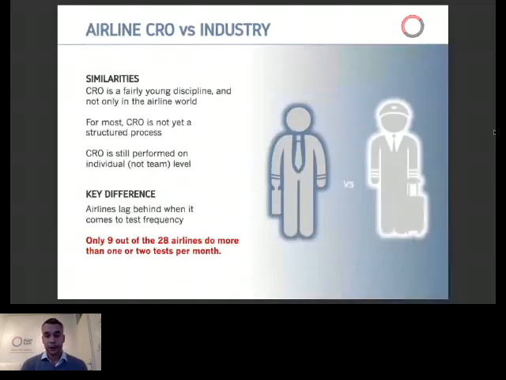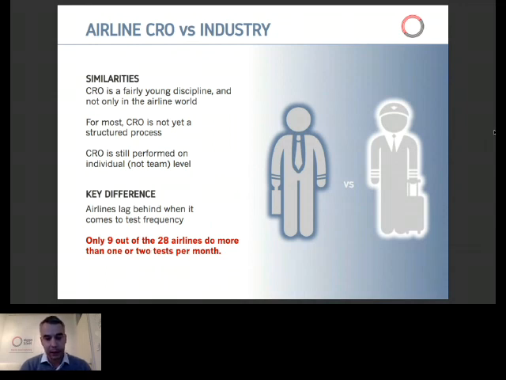Additionally to just benchmarking the airlines and looking at the industry itself, what we wanted to do is compare the airline industry to other industries, especially how CRO is done in airlines versus other industries. What we found out is that our findings were very similar to the other research out there. We compared our findings with Conversion XL CRO research and eConsultancy CRO research, and we found a lot of similarities. You can see the main ones here on the top under similarities.